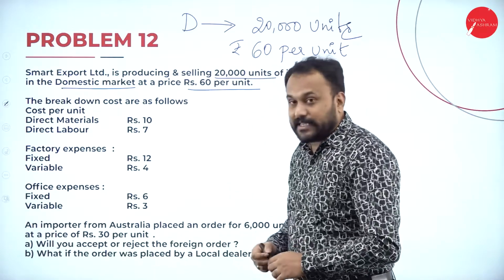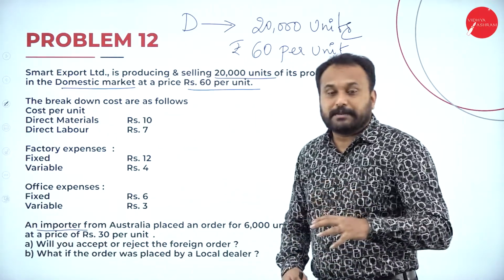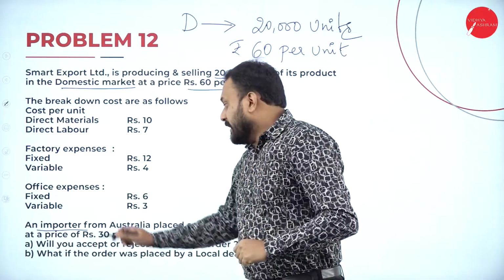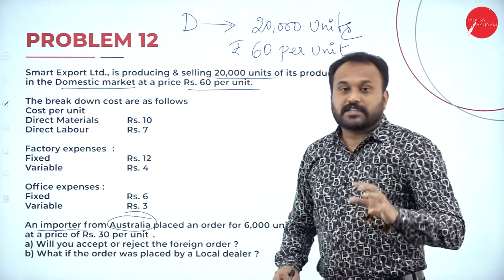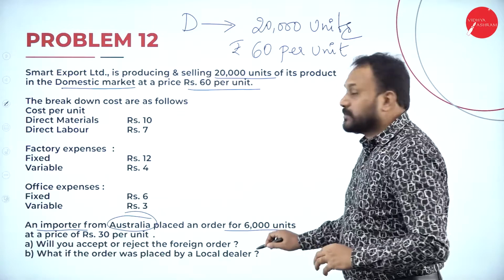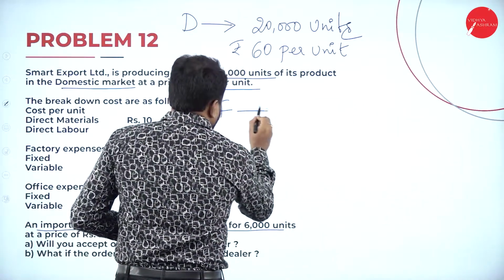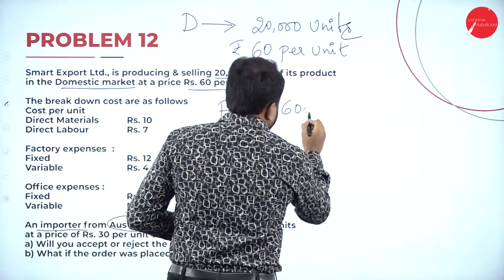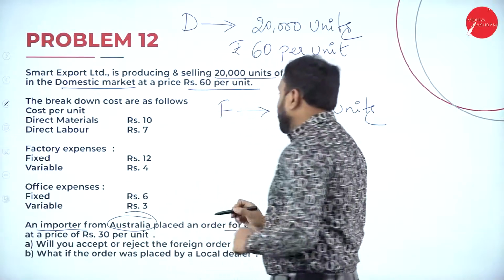Next, they are asking about an importer. Now please underline this one. Importer, that means a foreign person, right? An importer from Australia. See, the country is also given, that is Australia. Now place an order for 6,000 units. So again you are supposed to write here foreign order. Foreign, how much is it? 6,000 units. Now you need the rate, isn't it?